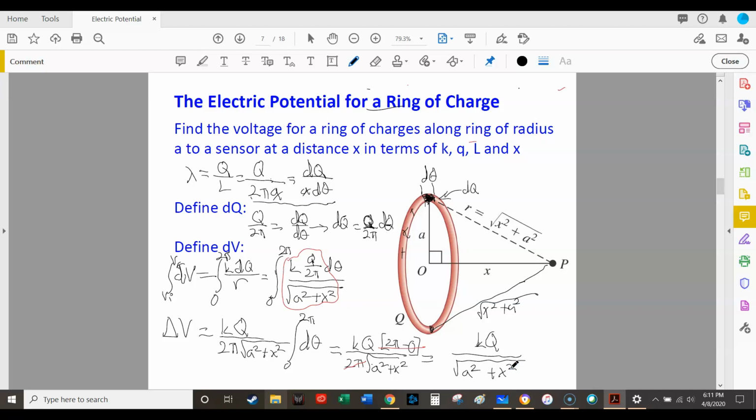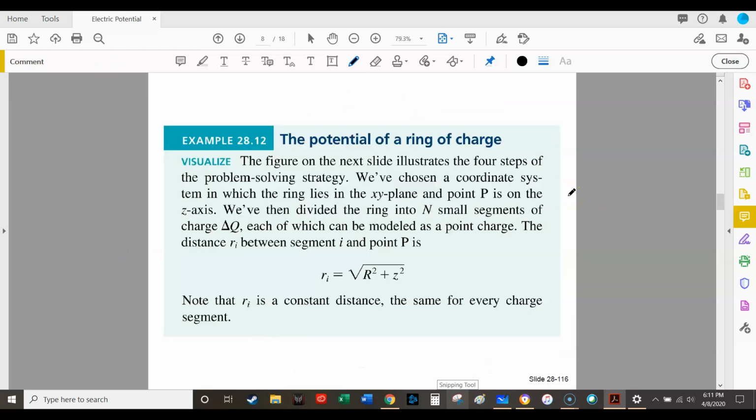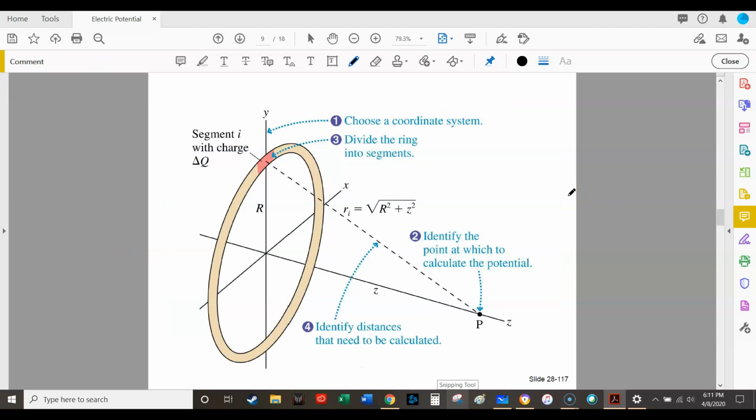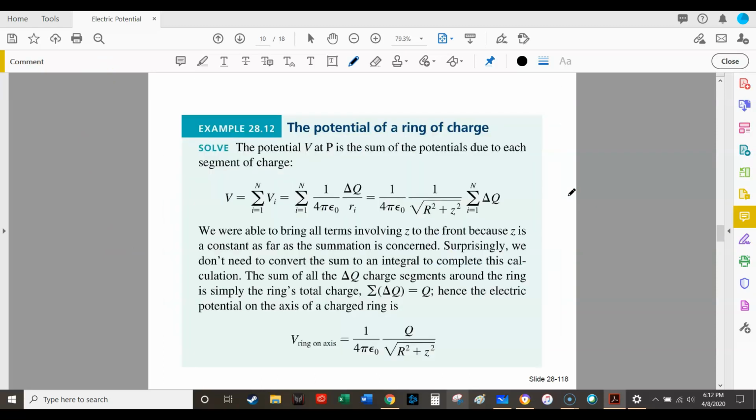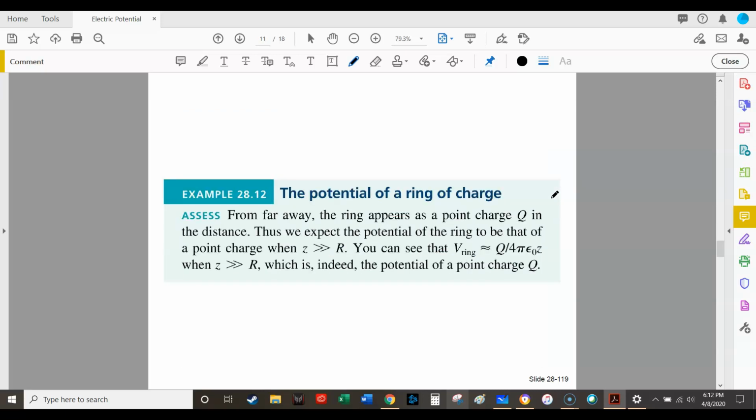I think there's also a lecture tutorial about this too, so please try that when we're done. Cool. Let's move on to the next problem. Oh, by the way, here's some supplementary material from Knight on a ring of charge.